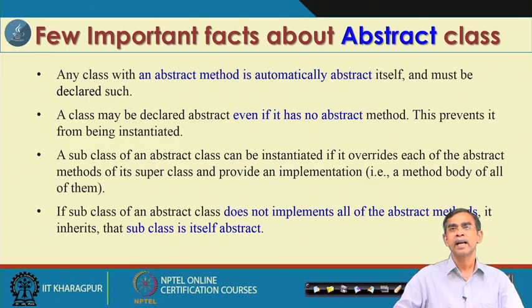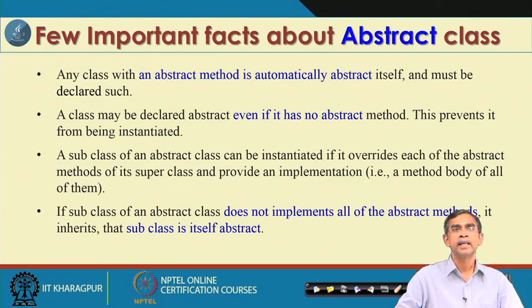Regarding abstract classes and everything, as we have discussed, those things are already covered, so I do not want to repeat it. Fine. An abstract method is automatically abstract itself, and a class may be declared abstract even if it has no abstract method. This prevents it from being instantiated. Regarding instantiation, we will discuss it in detail, and we should have a good demo on it, so that you will be able to understand it. And a subclass of an abstract class can be instantiated if it overrides each of the abstract methods of its superclass, otherwise the subclass object cannot be created. That is what I want to say here.